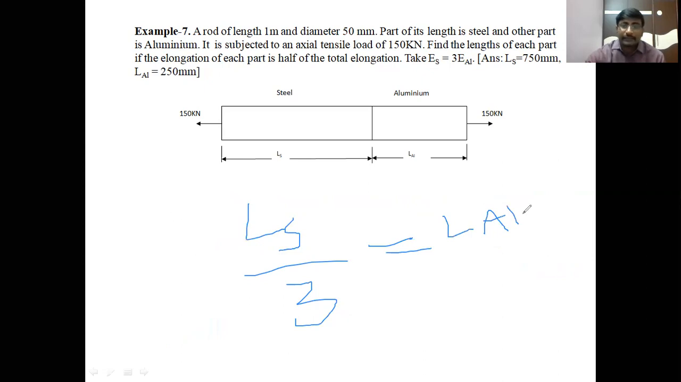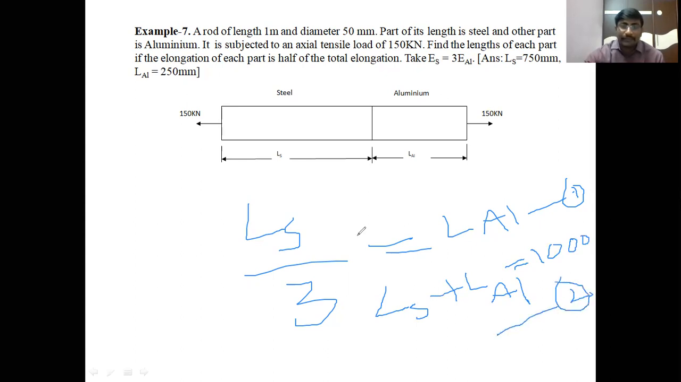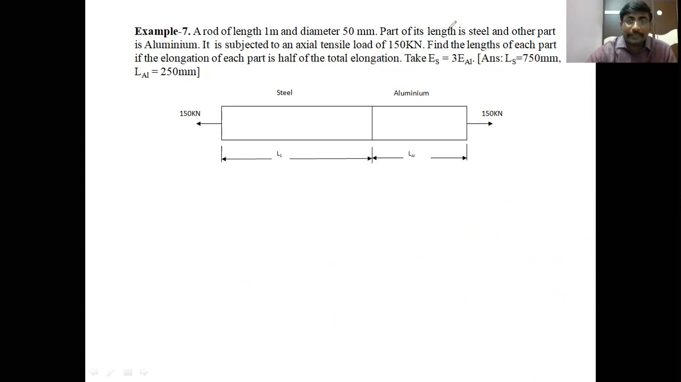Okay, this is one of the equations. The second equation is the total length. That means LS plus LAL. How much is the total length of the bar? It is given as 1 meter, that is 1000 mm. LS plus LAL is equal to 1000 mm. So this is the second equation. By solving these two equations, we can get the length of the steel and the length of the aluminum. These are the answers. You try it. These three problems are homework. Clear?